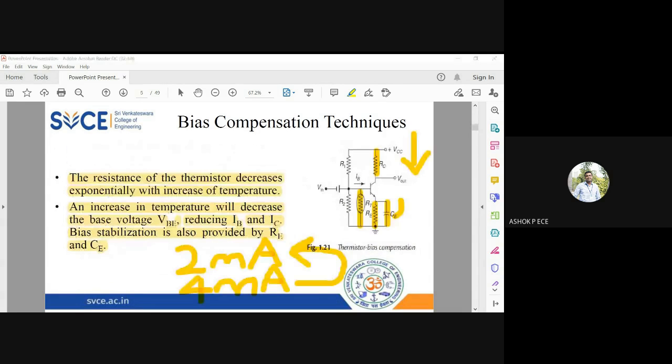Is it clear? Any doubts you have in thermistor based compensation method?